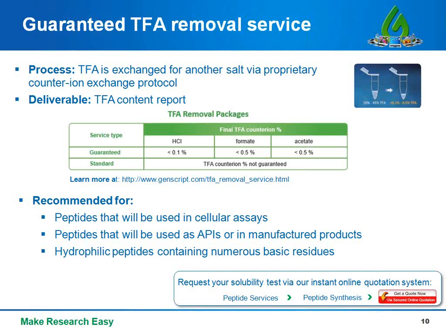If TFA contamination is your concern, GenScript offers a guaranteed TFA removal service, meaning we can guarantee the amount of TFA left over in your peptide preparation. We use a proprietary counterion exchange method to switch the TFA salt in your peptide to either chloride, acetate, or formate ions. The result is that we can reduce the amount of TFA in your custom peptide to less than 0.1% for TFA exchange to HCl, or less than 0.5% for TFA exchange to acetate or formate. We highly recommend this service for peptides that will be used in cellular, tissue, or animal assays, or for peptides that will be used as APIs or in manufactured products.